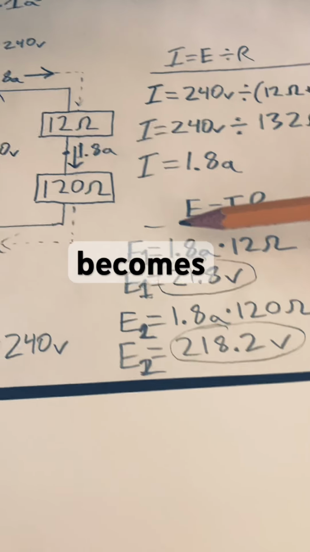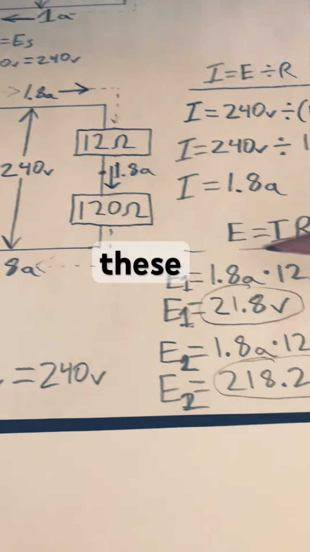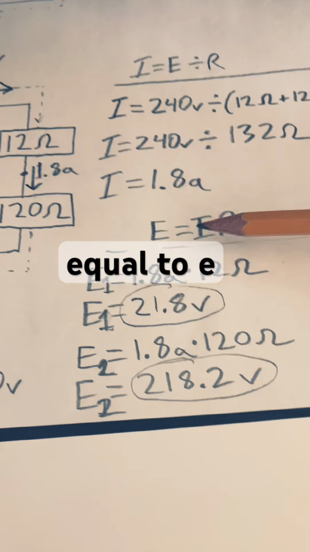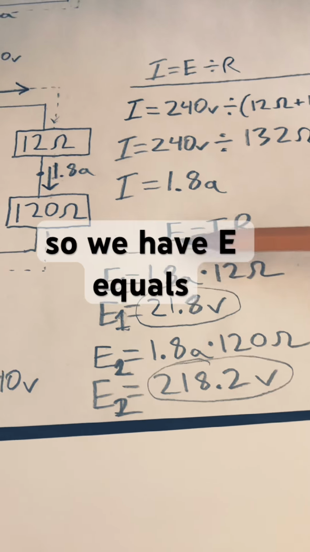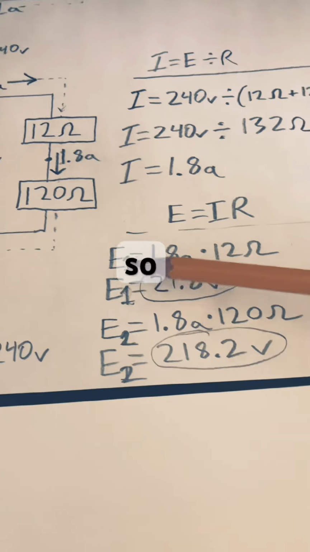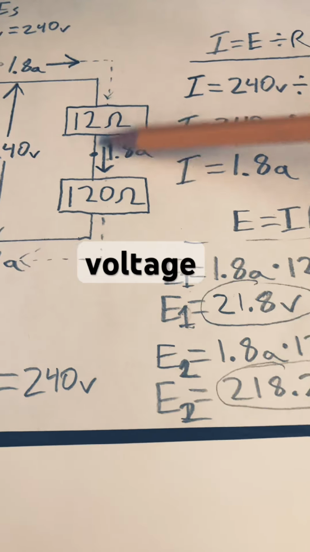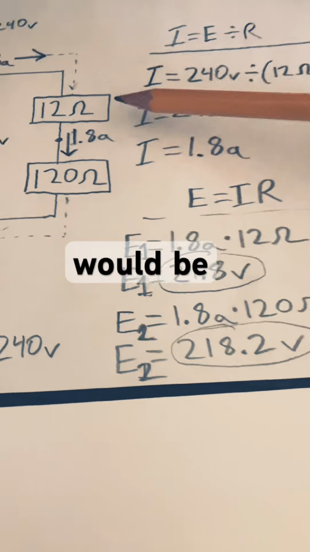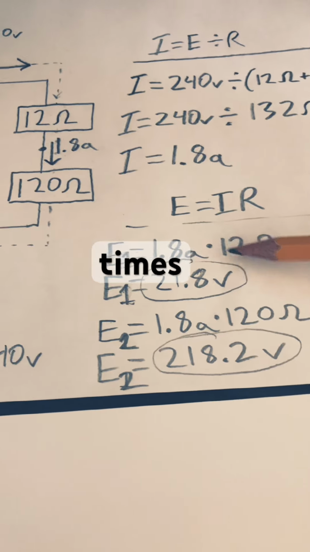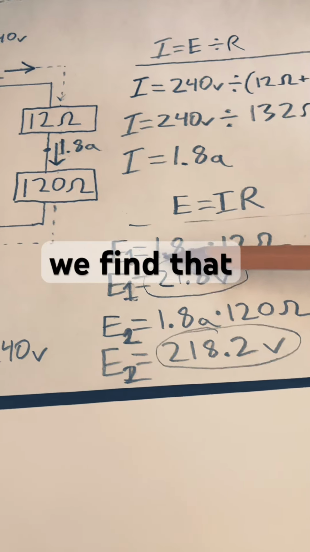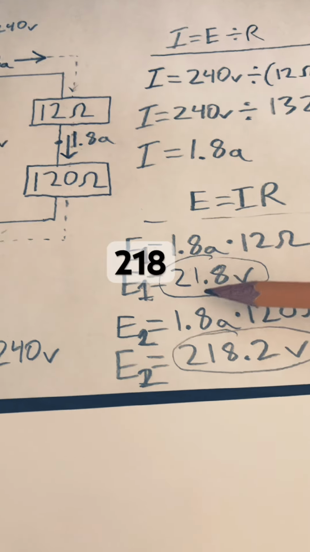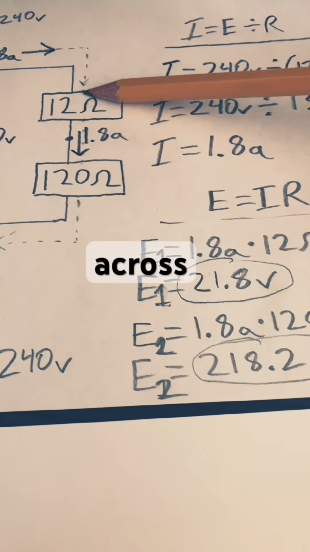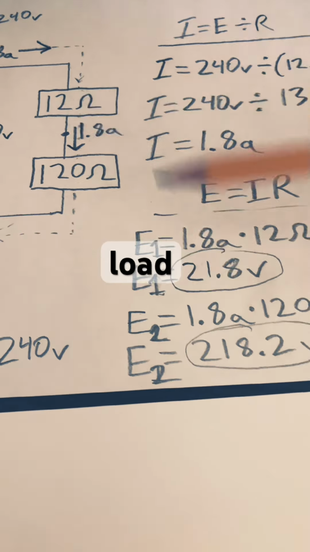The next question becomes, what will the voltage drops be across these individual resistances? We find that voltage drop is equal to I times R. So E equals I times R. If we consider E1 would be the voltage drop across this 12 ohm resistance, from this point to here, it would be the current passing through it times the resistance. 1.8 amperes times 12 ohms is approximately 21.8 volts. So we would have 21.8 volts across this first load.